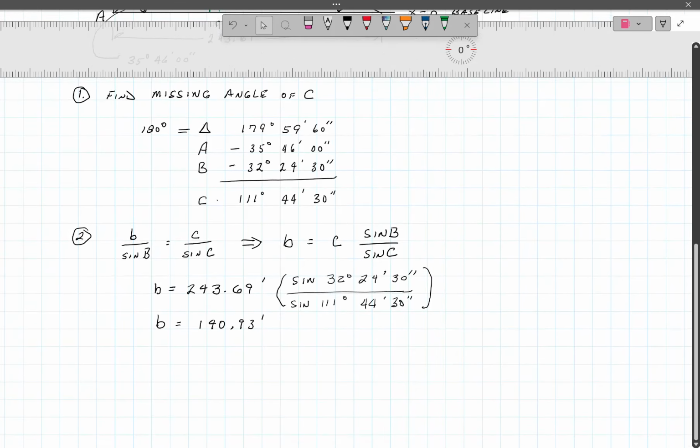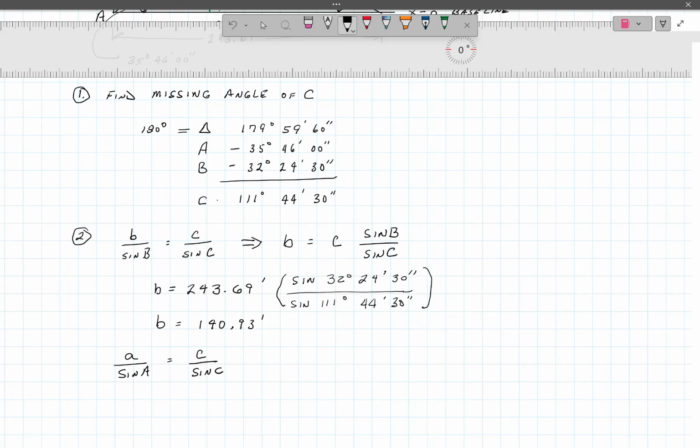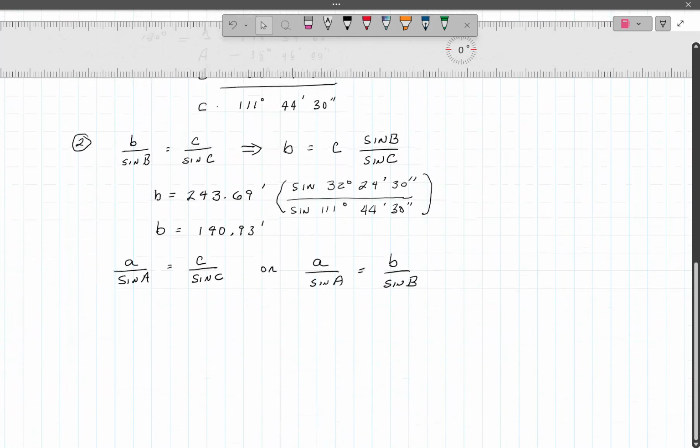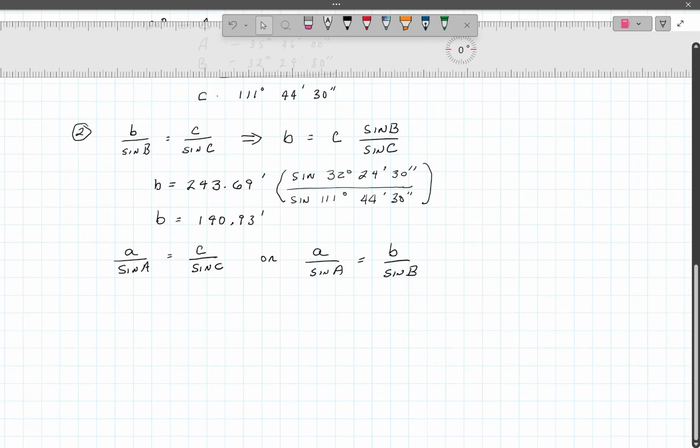The other bit is if I did need to know A, I could go find A: sine of A equals C sine of C, or it could be A sine of A equals B sine of B. Okay, that wasn't what the problem asked us to do. Sorry, I should have paid attention to what I actually wrote up there earlier. Okay, but you could go find those points using that.